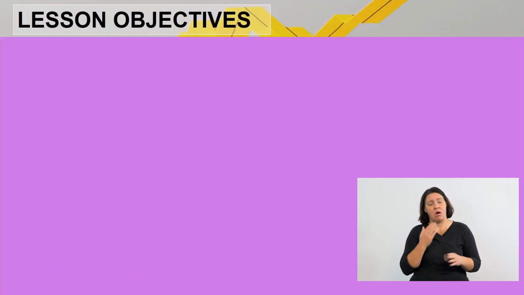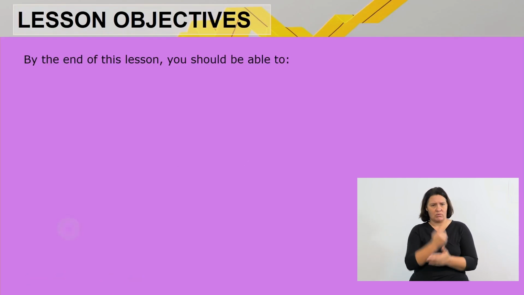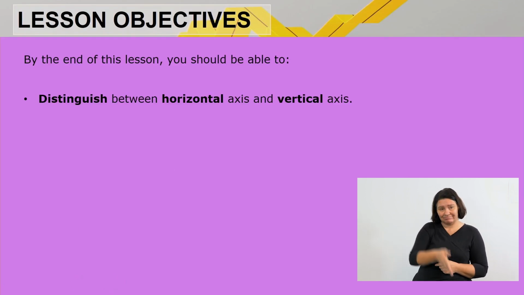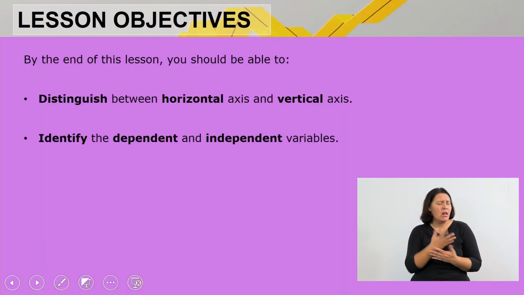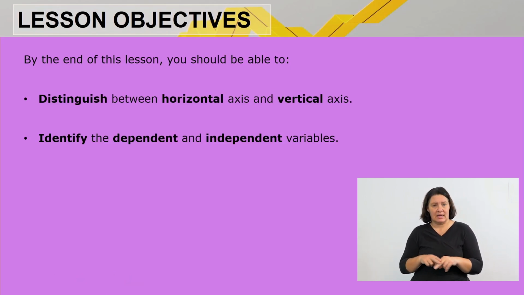Now, what is it that I'll expect of you today? So here are our lesson objectives. By the end of this lesson, you should be able to, first of all, distinguish between the horizontal axis and the vertical axis. And I'll say more on this as we continue with the lesson. You should also be able to identify the dependent and independent variables.